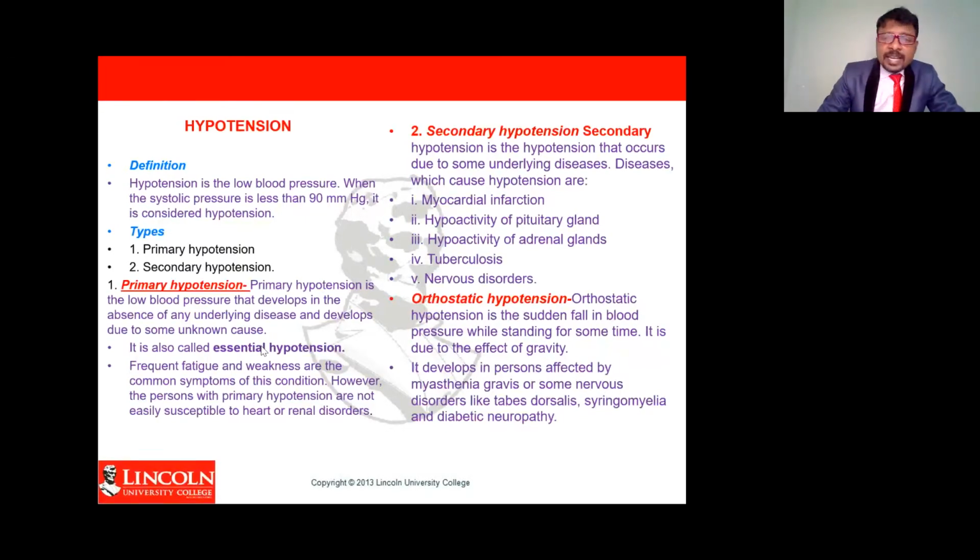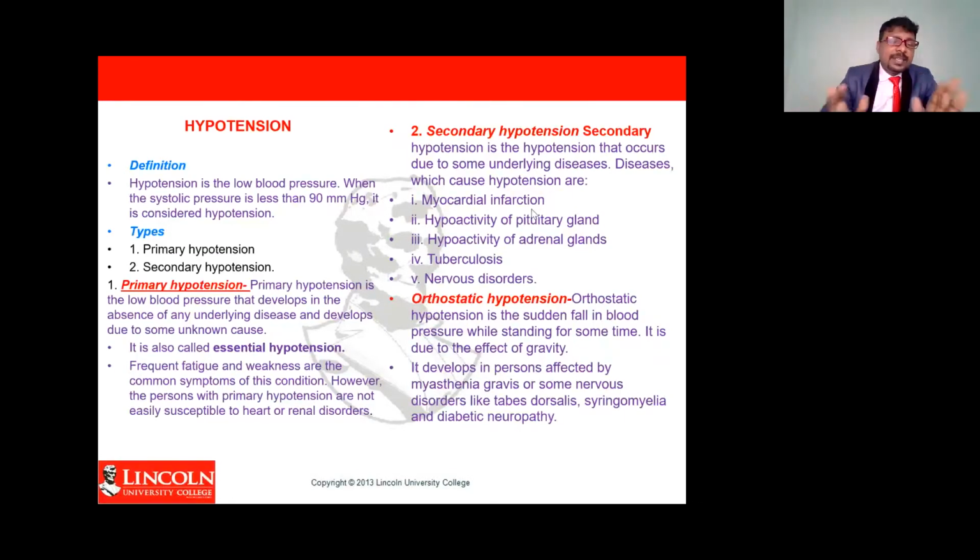Another one is secondary hypotension. Secondary hypotension is due to known causative factors. The main known causative factors are myocardial infarction, that is the decrease of blood circulation to the heart muscles, and hypoactivity of the pituitary gland. The pituitary gland is the master gland of our body, so if there is hypoactivity, if the function is less, there may be a chance of low blood pressure. Also hypoactivity of the adrenal gland, with no proper secretion of adrenaline, and also infections like tuberculosis, and nervous disorders. If there are any neurological disorders, there may be a chance of hypotension, that is the decrease in blood circulation.